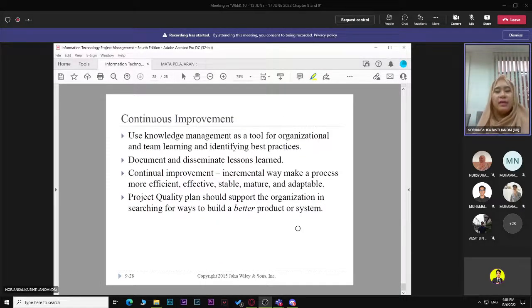Okay, and last but not least, what you have learned from chapter 1 until chapter 9, you need to use your knowledge management tools. Whatever you learn in terms of project management and system development, compile it through best practices, team learning and best practices writing, for example case studies and so on. Make documents, disseminate lessons learned, and of course ensure continual improvement, and the project quality plan should become the culture of the organization.